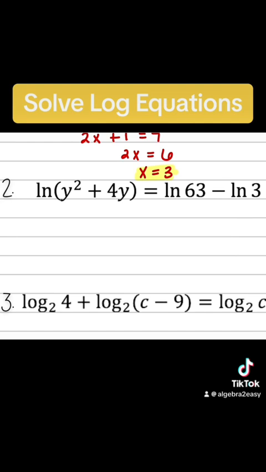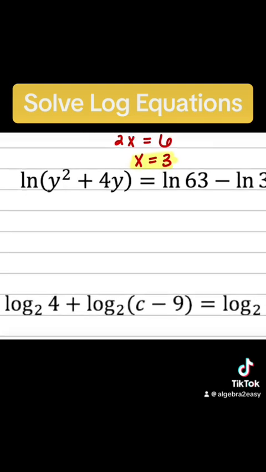This time, notice you see ln. ln stands for natural log. What's great about natural logs is you're going to use those same properties that we learned in those previous videos in order to solve them. Still, we need to have one log on each side, and their bases need to be the same in order for them to cancel.